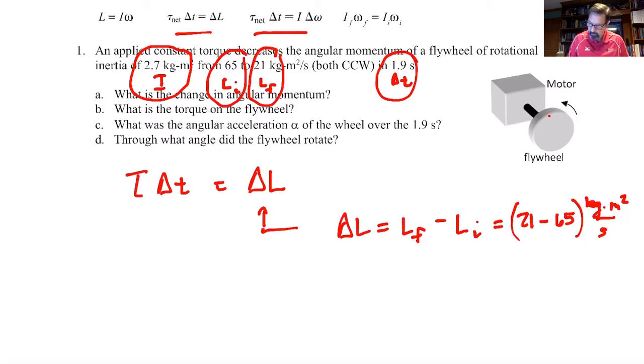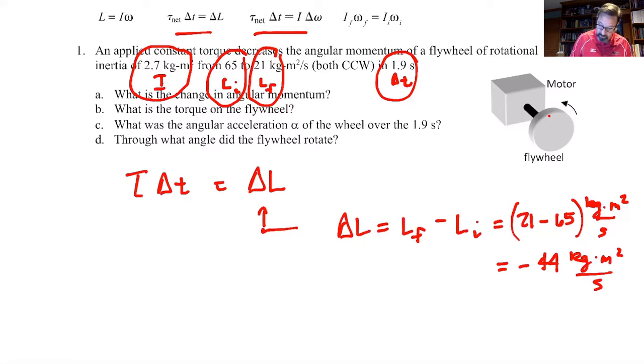Okay, so in any event, I've got the change, whatever 21 minus 65 is, it's negative, isn't it? I didn't do it, it just turned out that way, minus 44 kilogram meters squared per second. That's the change in angular momentum. All right, so the next question is what's the torque?